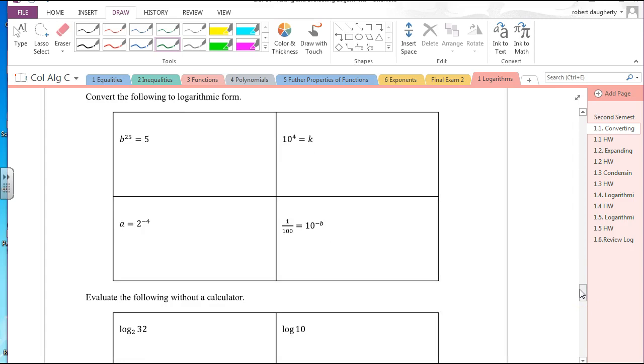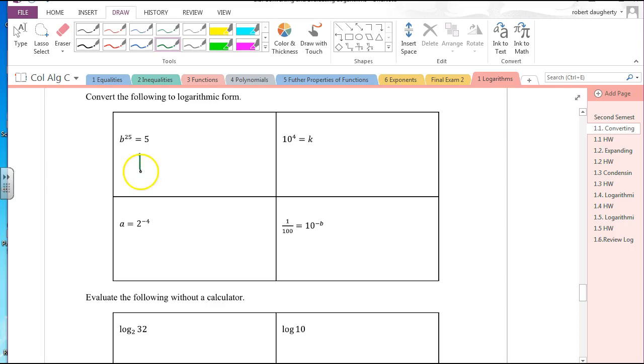So now let's convert these to logarithm form, okay? What's the base here? B. What's the exponent? 25. Why is the exponent not 5? This is what form? Exponential form. You know the exponent is 25. Don't get confused with logarithm and exponential form.